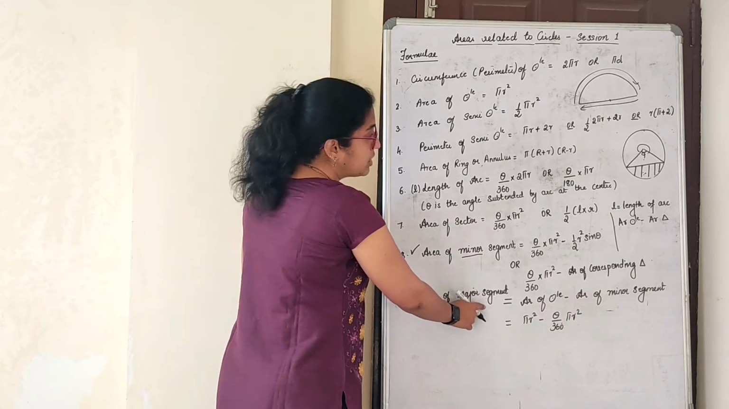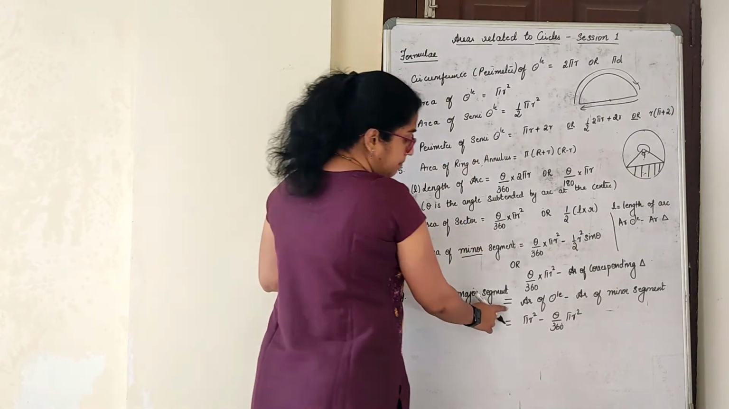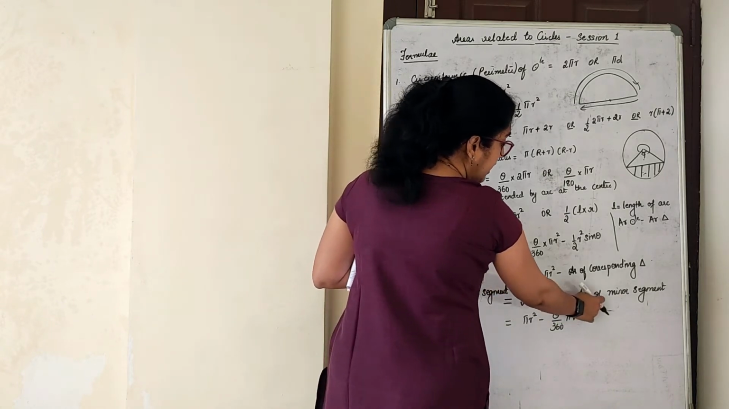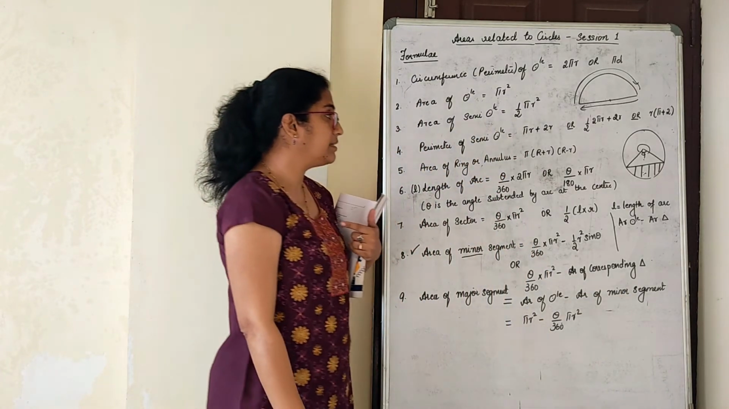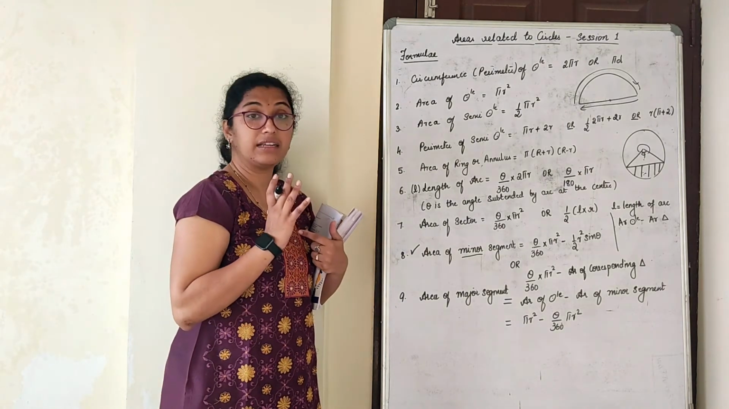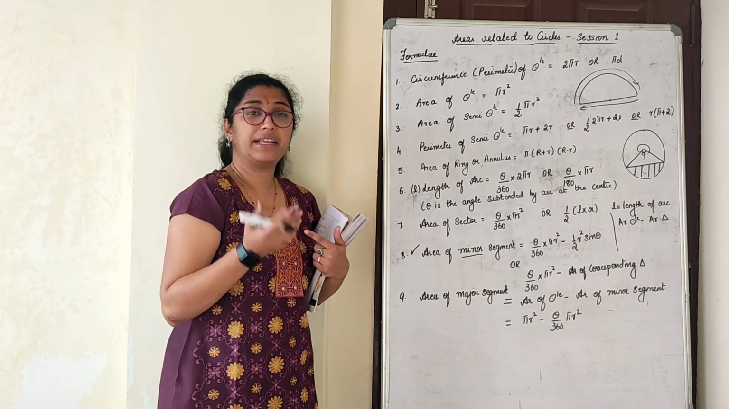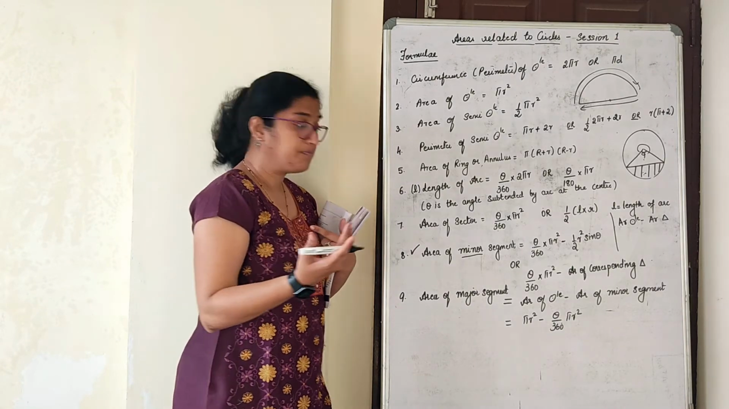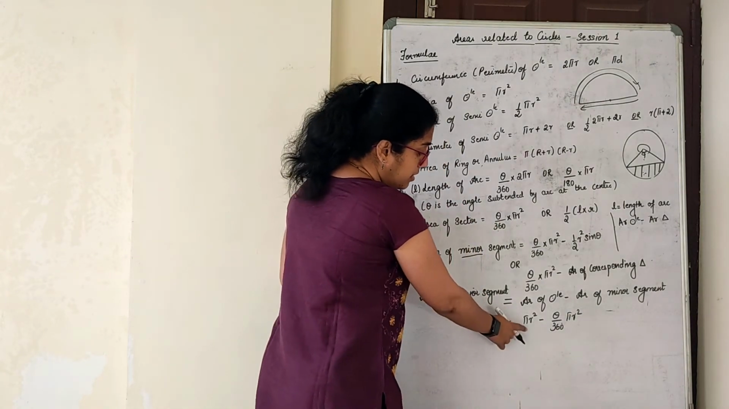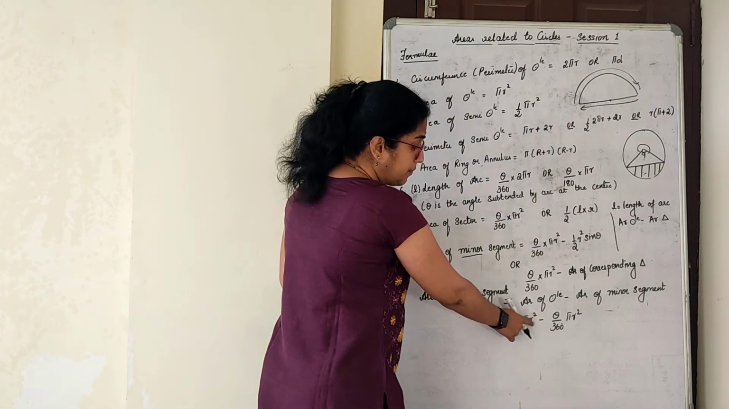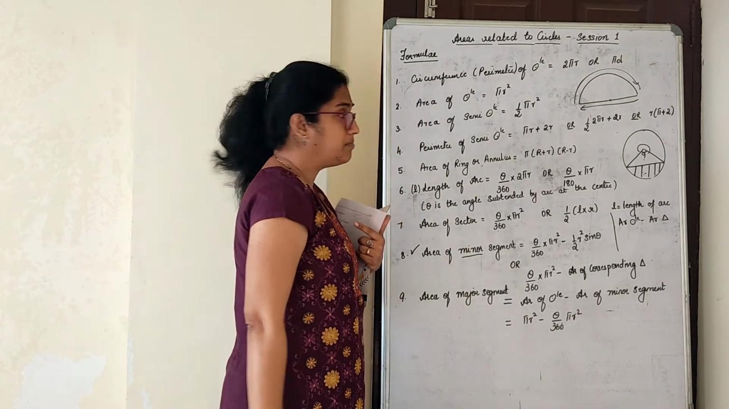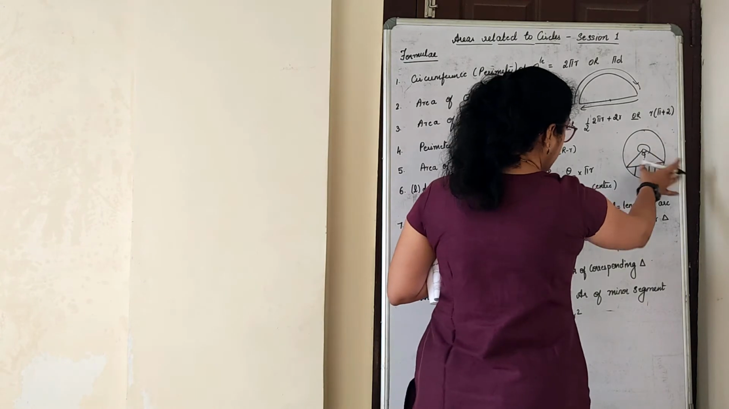Area of major segment, the major part of the segment, is equal to area of circle minus area of minor segment. Now here, children, I can't be doing it by the trigonometric formula because the major segment angle will be beyond 90 degrees. So simple: area of circle minus area of the minor segment. What is the area of the circle? Pi r square. What is the area of the minor segment? Theta by 360 pi r square. Simple.